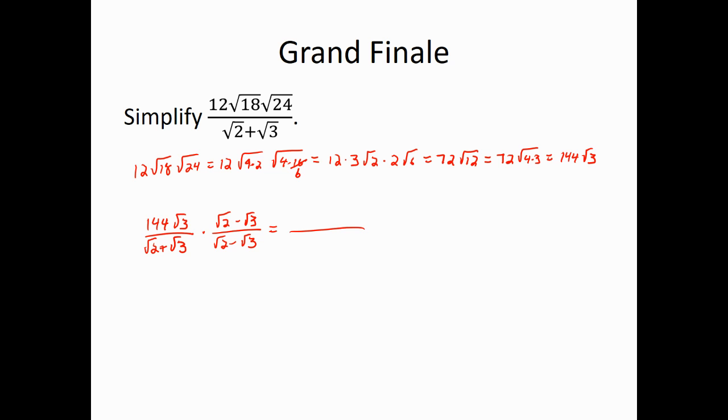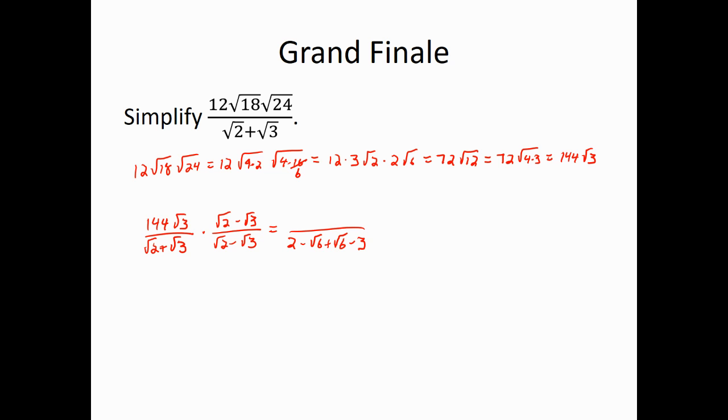And then let's do our work, okay? So let's see, on the bottom I have root 2 plus root 3 times root 2 minus root 3. So initially root 2 times root 2 is 2. And then root 2 times negative root 3 is negative root 6. And then let me switch over to the positive root 3. So positive root 3 times positive root 2 is positive root 6. And then I have positive root 3 times negative root 3, which is just simply negative 3.